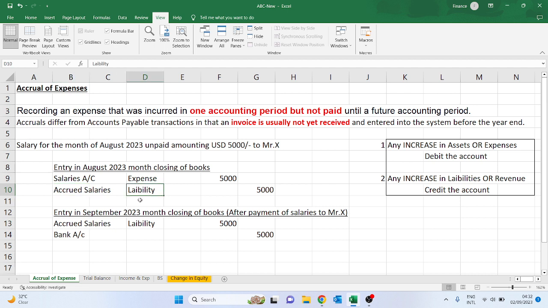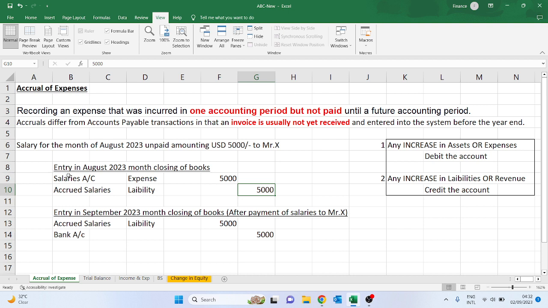The salary is payable on 31st of August. That is a liability. The company is liable to pay $5,000 to Mr. X. It is not yet paid. So we create an account in the chart of accounts, under liabilities, accrued salaries. We will credit this account because this is a liability and it is increasing. Any increase in liabilities will be credited. So we have credited here.